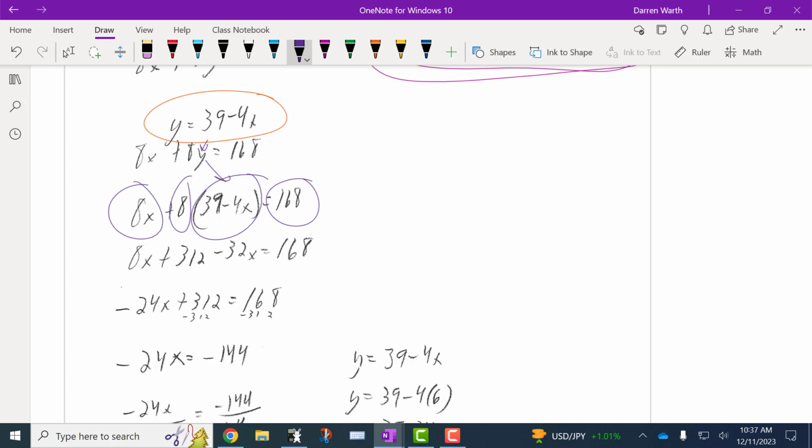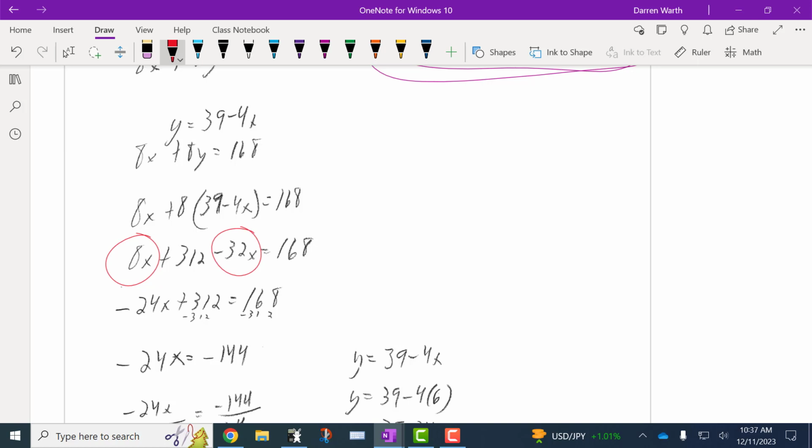So now I'm just going to go ahead and distribute this on through. So 8, I'm going to take times 39, I get 312. 8 times negative 4X is going to be negative 32X. That all still equals 168. So continuing my solving, I'm going to go ahead and combine my like terms. So I've got 8X, got a negative 32X, and 8 minus 32 is going to be negative 24. And so now I end up with this equation, negative 24X plus 312 all equals 168.